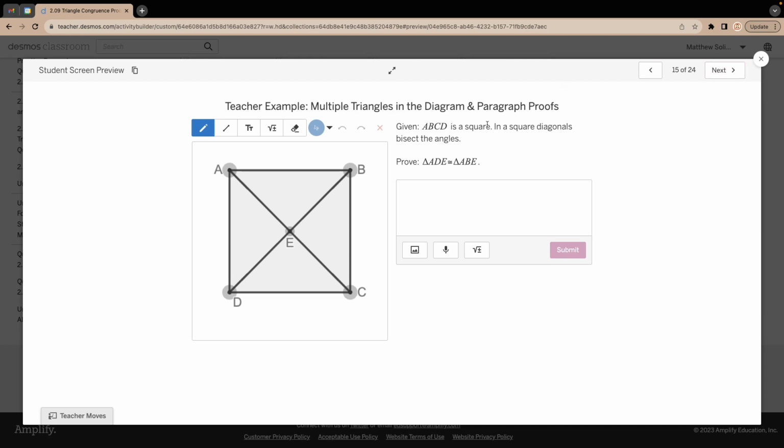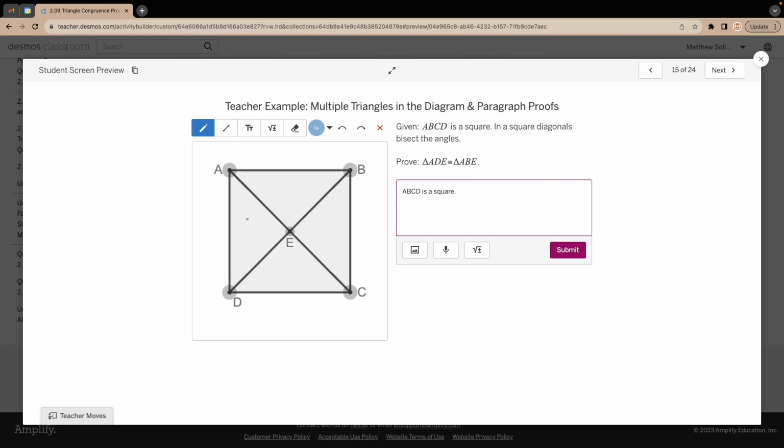So for example, if ABCD is a square, in a square the diagonals bisect the angles, prove triangle ADE. So hold on, ADE is this triangle. I want to prove this triangle is equal to ABE. ABE is this triangle. So it's important just to mark down these 2 triangles. I don't even care about these 2. Don't even look at them. All right, so first of all, ABCD is a square. So I know, and that was given.